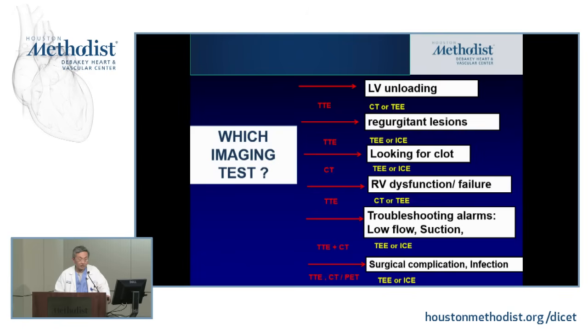Clot, I think, is a no-brainer. CT is the modality of choice, although you can do TEE or ICE. But obviously, CT is a lot easier to perform if the renal function is acceptable. For RV dysfunction, transthoracic, but in its absence, CT or TEE could be performed. For troubleshooting, we firmly believe a combination of transthoracic findings and CT offers the best combination in answering the questions, but obviously TEE or ICE could be helpful. For surgical complication infection, that's why CT together with PET could be very useful.